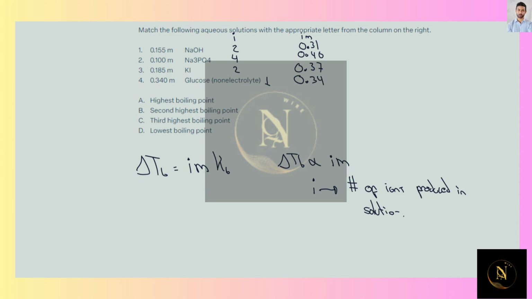So with this, we can order the highest boiling point with i times m. The higher the value of i times m, the higher the boiling point is going to be. So in this case, A is going to correspond to sodium phosphate. Next, B is going to correspond to 0.37, the potassium iodide. C is going to be glucose. And finally, D is going to correspond to sodium hydroxide. So the key is going to be D, A, B, and C.